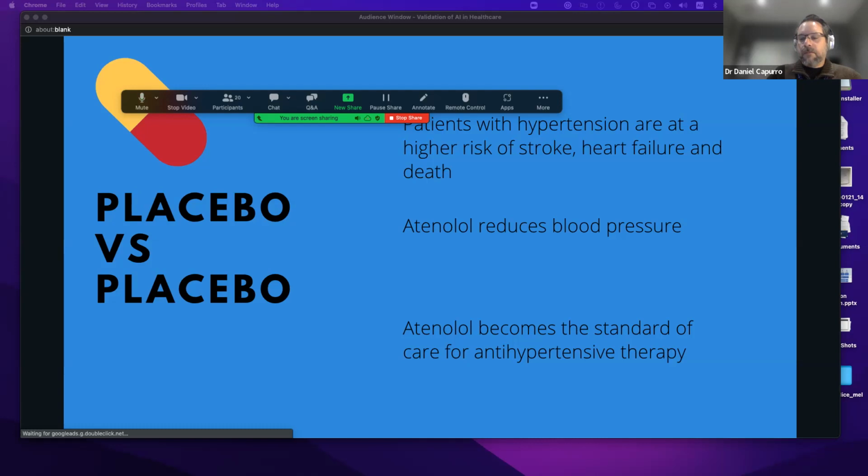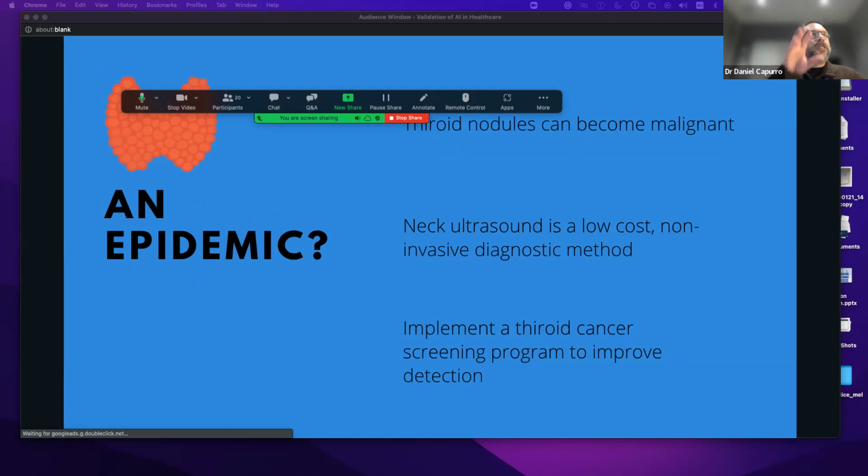And a third case is a picture of a thyroid gland, a cartoon of a thyroid gland. Thyroid nodules can become malignant. Then we have a very cheap diagnostic tool like ultrasounds. Neck ultrasounds are low-cost, non-invasive diagnostic methods. So then let's implement a thyroid cancer screening program to improve detection.